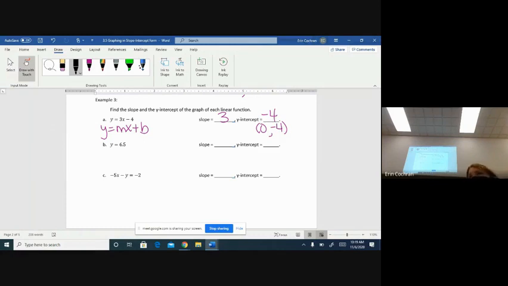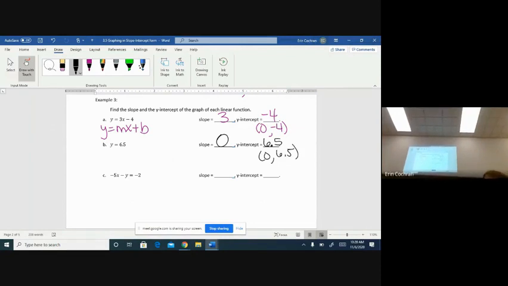And if x is missing, what kind of line do we have? That's the slope, yeah. What kind of line do we have, though, if x is missing? A horizontal line. So what's the slope of a horizontal line? 0. Also, what would eliminate x? What times x is 0? 0, right? And then what's my y-intercept? 6.5. If you wanted to put it as a coordinate, it would be 0, comma 6.5.